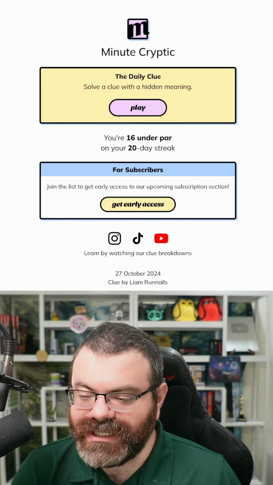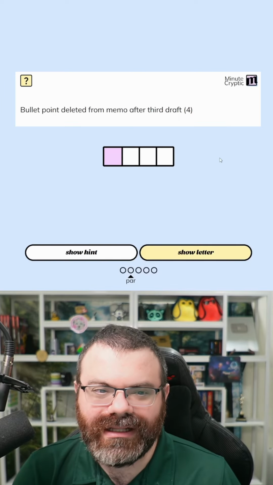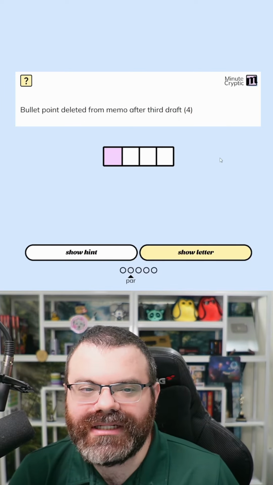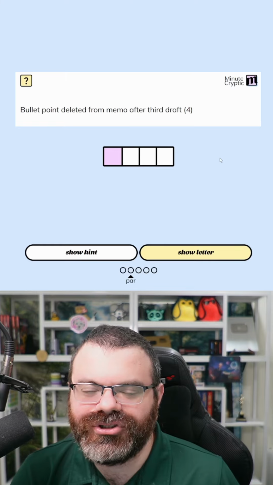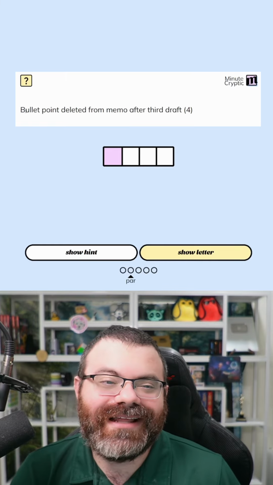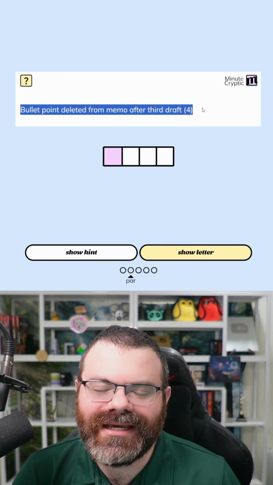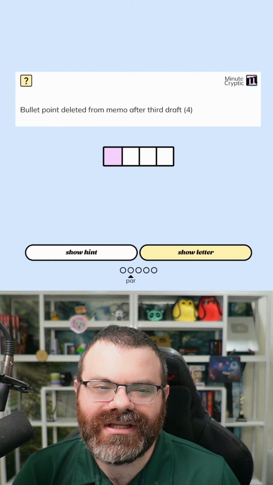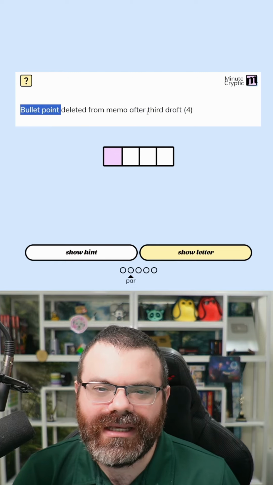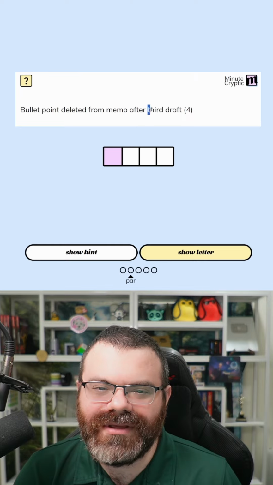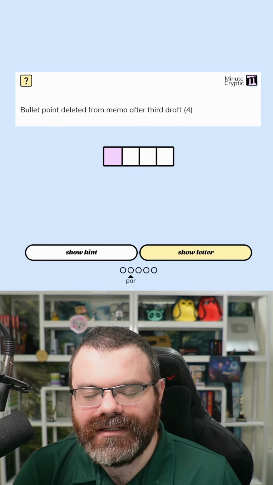Let's do the Minute Cryptic for October 27th. Four-letter word today: bullet point deleted from memo after a third draft. That's a fun thing to think about, but we don't take it literally. So our definition is going to be bullet, or maybe bullet point, or it's going to be draft, or maybe third draft. And it's a four-letter word.